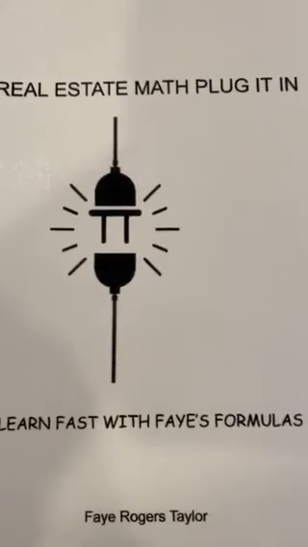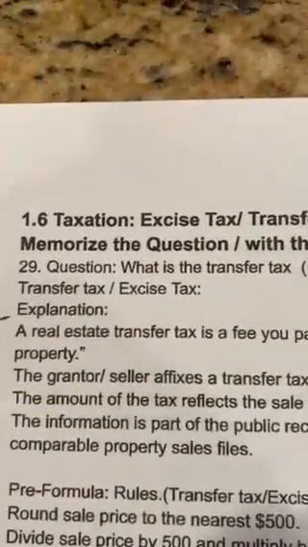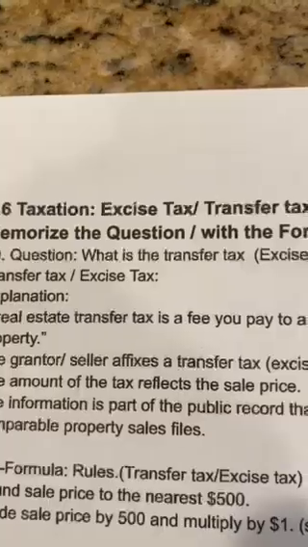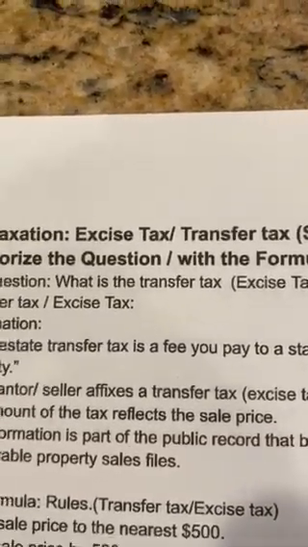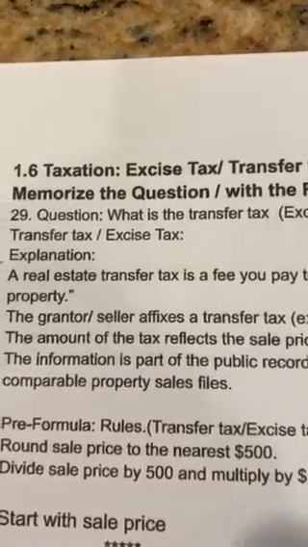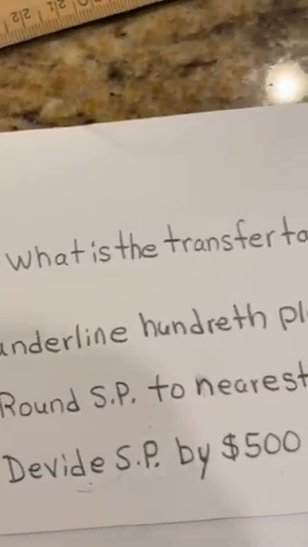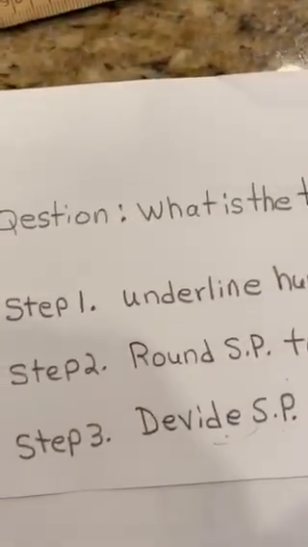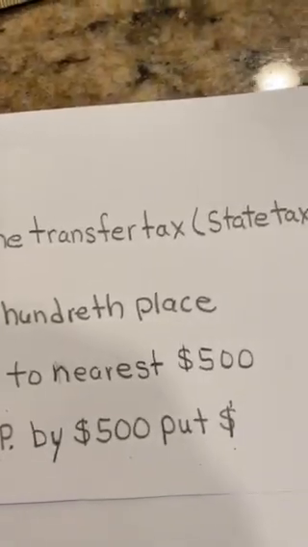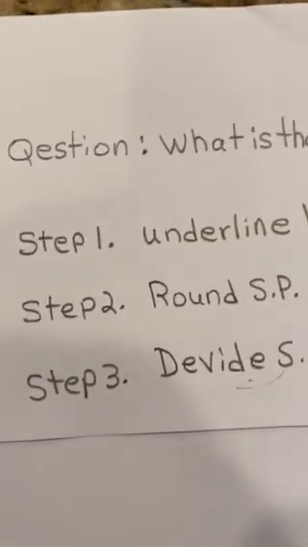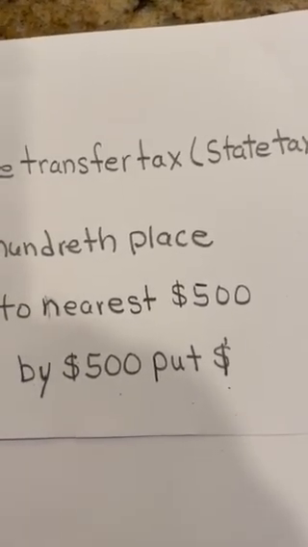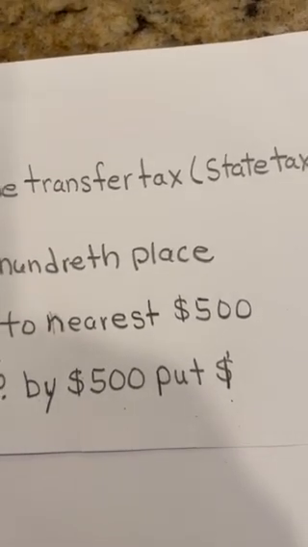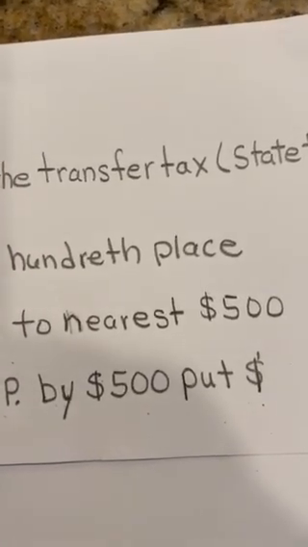Faye Rogers Taylor. On page 1.6, the question: what is the transfer tax, the excise tax? Memorize your question with your formulas. And your formula would be this. Step 1, you underline the 100th place. Step 2, you round the sale price to the nearest $500. And step 3, you divide the sale price by $500 and you put a dollar sign in front of it, which is the same as dividing by $1.